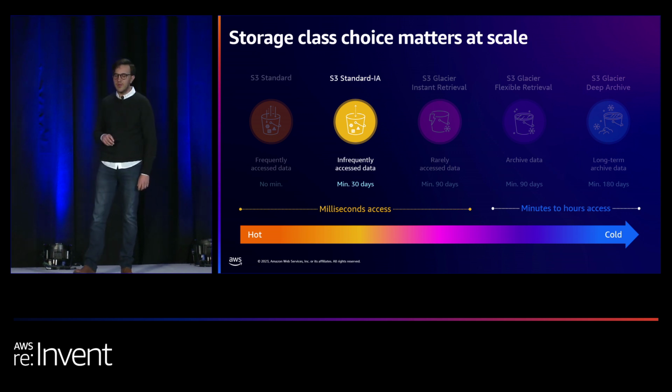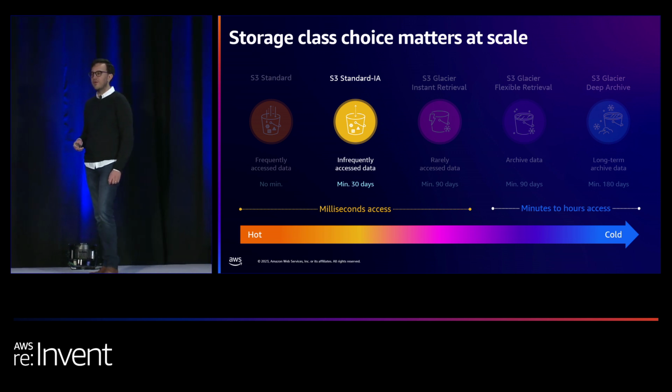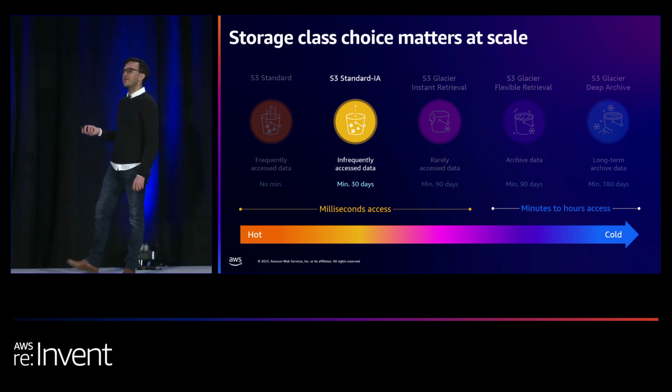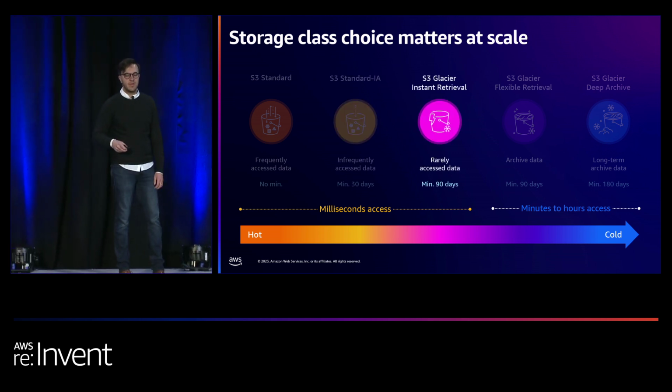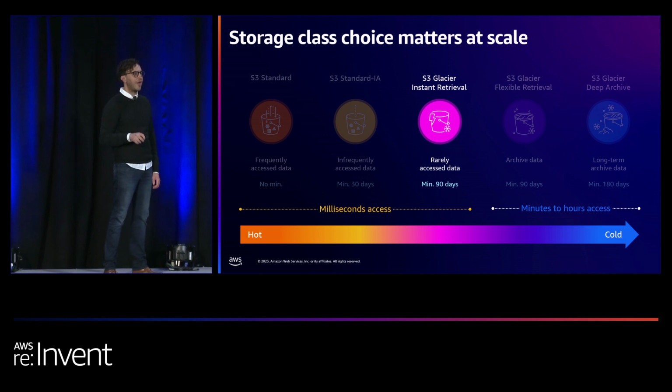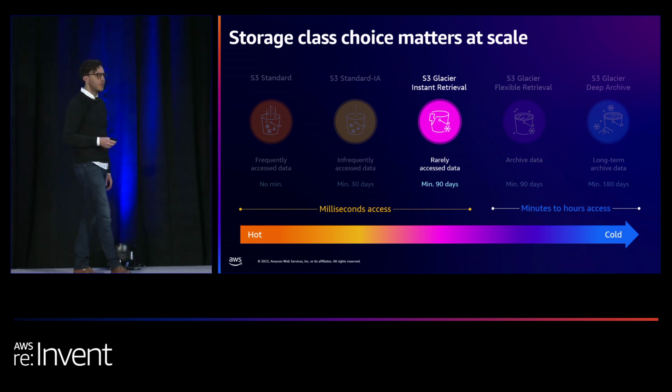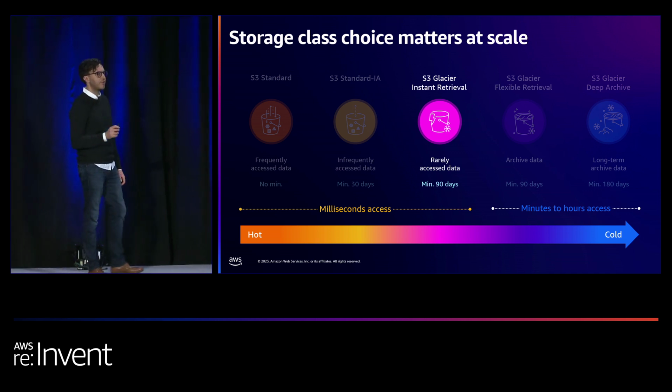Now, let's say you have medical records where that data must be immediately accessible, but is really only accessed a few times a year. In this case, you should use S3 Glacier Instant Retrieval, which is the ideal storage class for data that is accessed once per quarter.